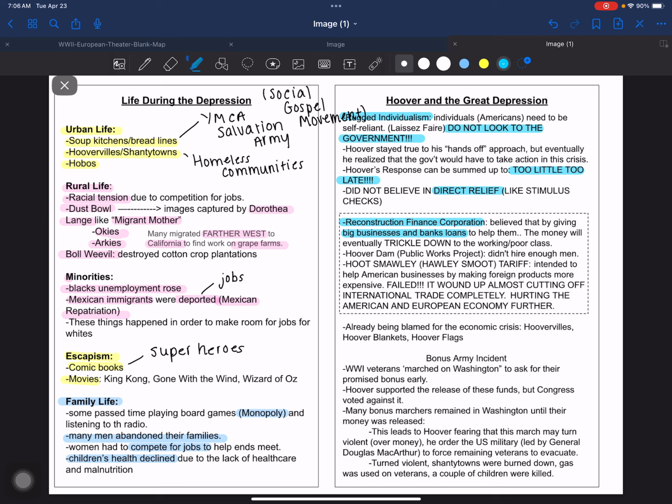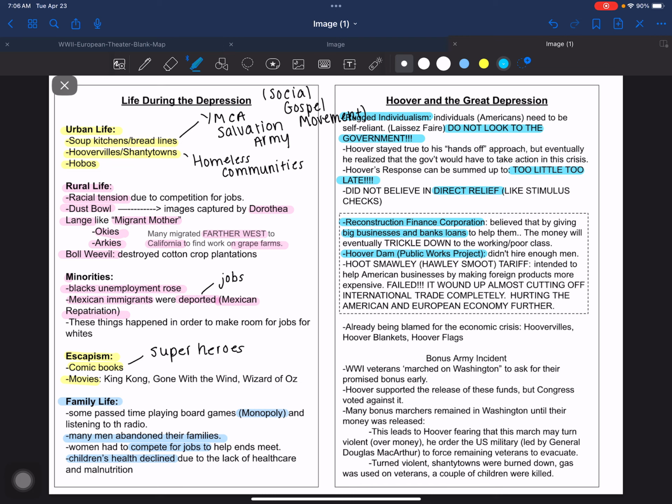He's going to create what's called a public works project. We call it the Hoover Dam. And this is going to be a major project that is going to hire only around, I believe it was about 5,000 men total, which at this point, 5,000 jobs was good, but it was a drop in the bucket compared to the unemployment that we see. So again, that's the reason we sum it up: too little, too late.